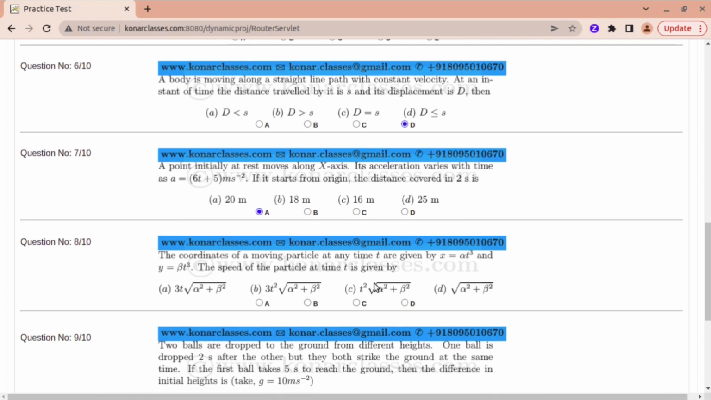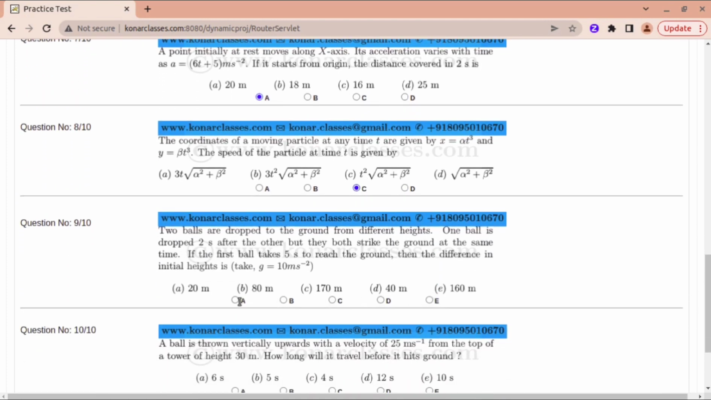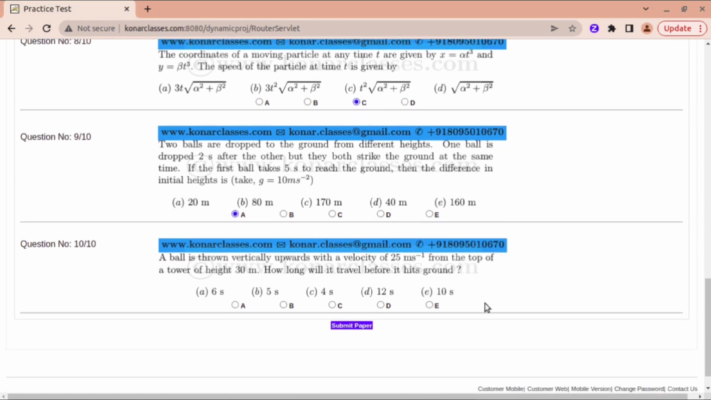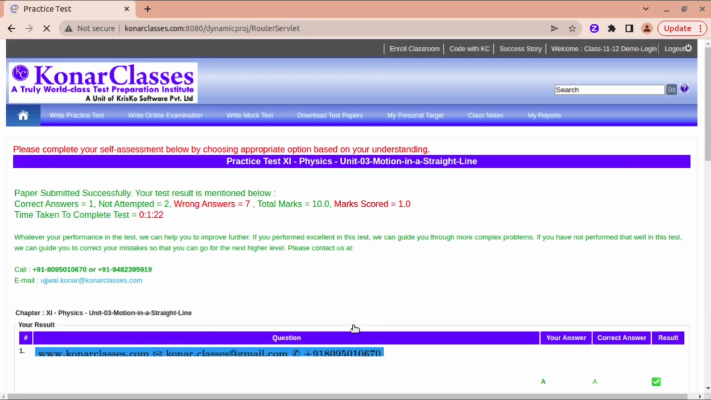For question number 8, I select option C. For question number 9, suppose I select option A. And suppose for question number 10, I do not know the answer, so I am not attempting it. So this is the way you appear for the practice test, and once it is done, you click on submit paper.